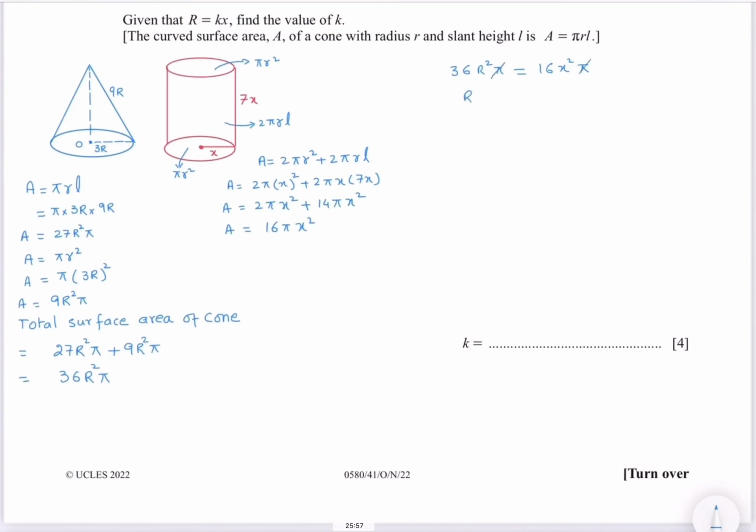36r square pi equals 16x square pi. So pi's are gone. R square is equal to 16x square over 36, and r is root of 16x square over 36. So 4x over 6, simplified, so r is equal to 2 over 3x. So the value of k is 2 over 3.